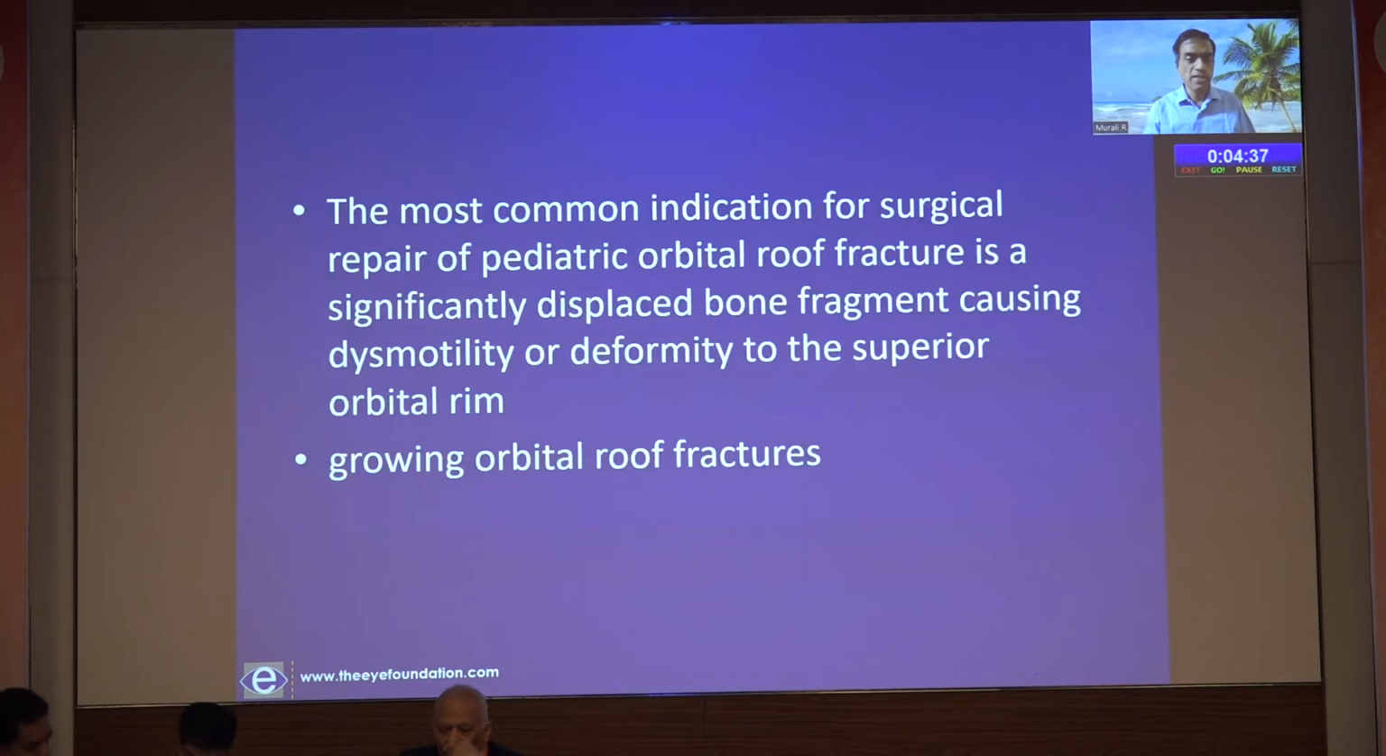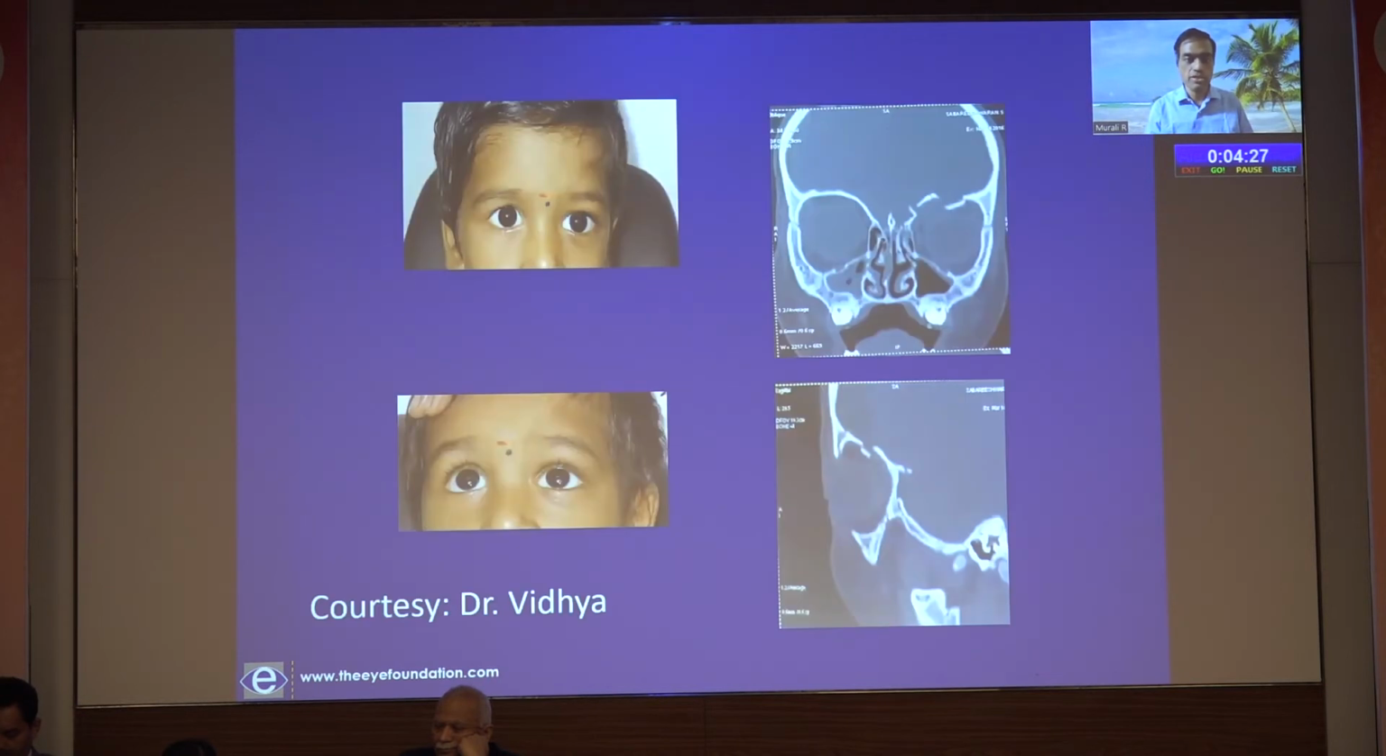We prefer using a Prolene mesh for this. So for orbital roof fracture, the most common indication for surgery would be a bony fragment that would impinge on the superior rectus, causing motility restriction. Thank Dr. Vidya, our plastic surgeon, for sharing these slides with me.